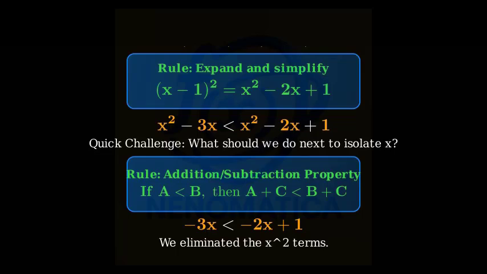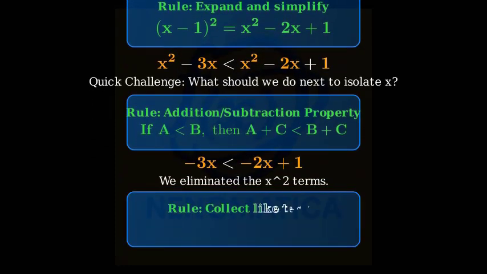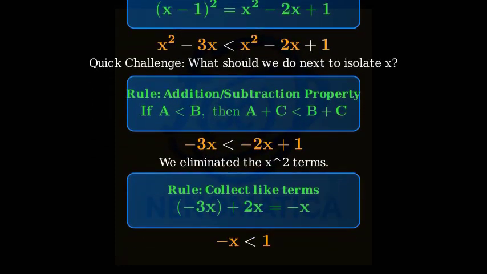Then write the expanded inequality. Step 2. Use the addition and subtraction property of inequalities. Subtract x squared from both sides. Step 3. Again by the addition property, add 2x to both sides to collect x on the left.